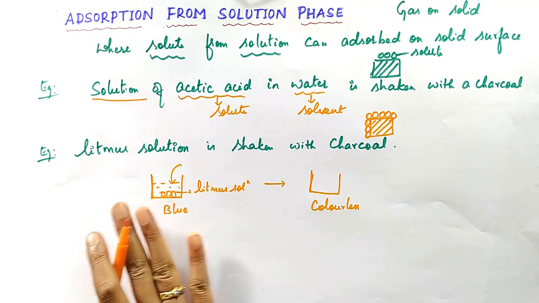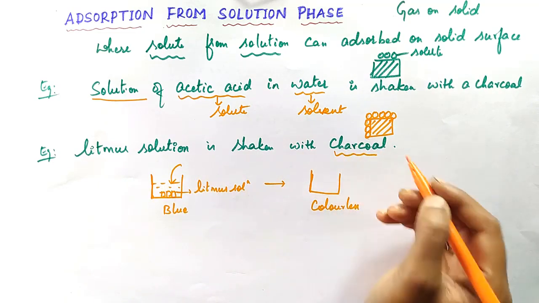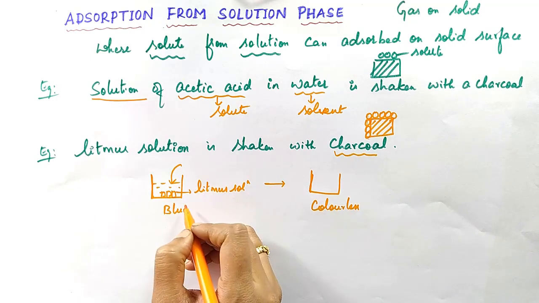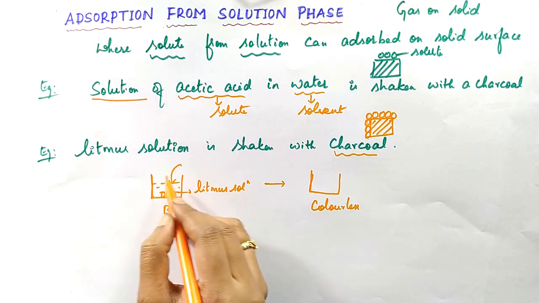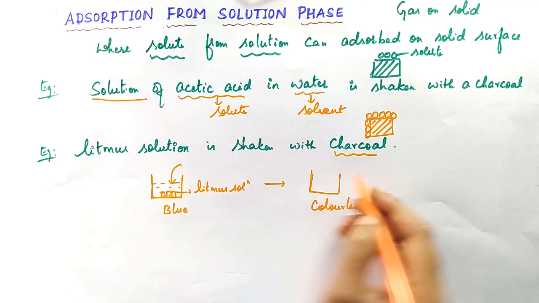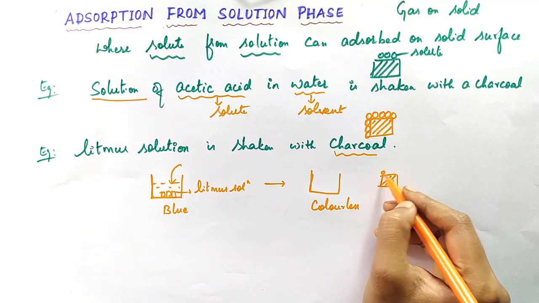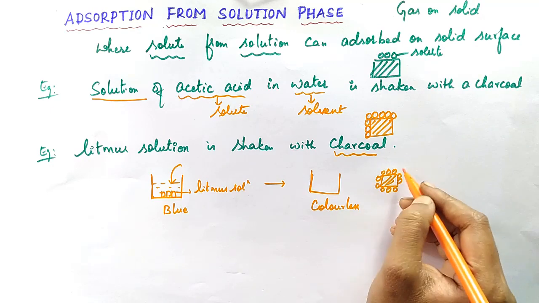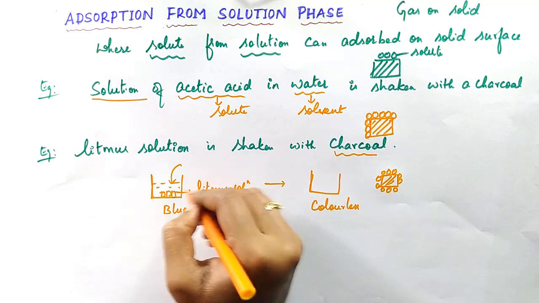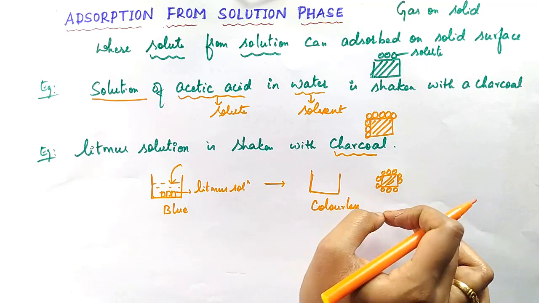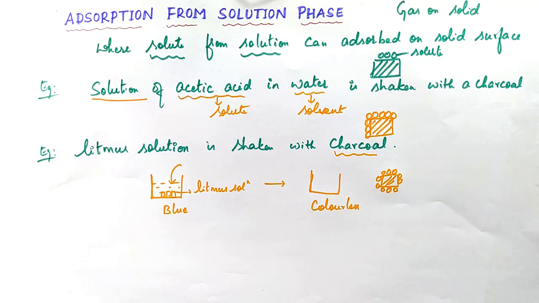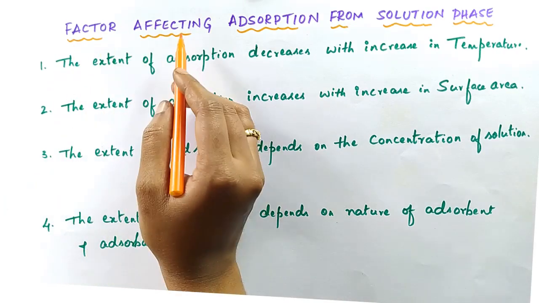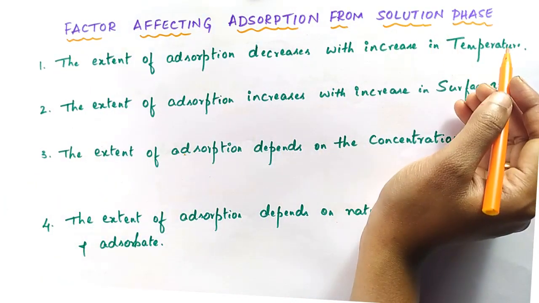After shaking the litmus solution with the charcoal, the solution turns colorless due to the accumulation of blue colored particles on the surface of the charcoal. The blue colored substances are accumulated on the surface of the charcoal, hence the solution turns colorless. This is the second example for solution phase. By looking at the examples, we can discuss the factors affecting adsorption from solution phase.